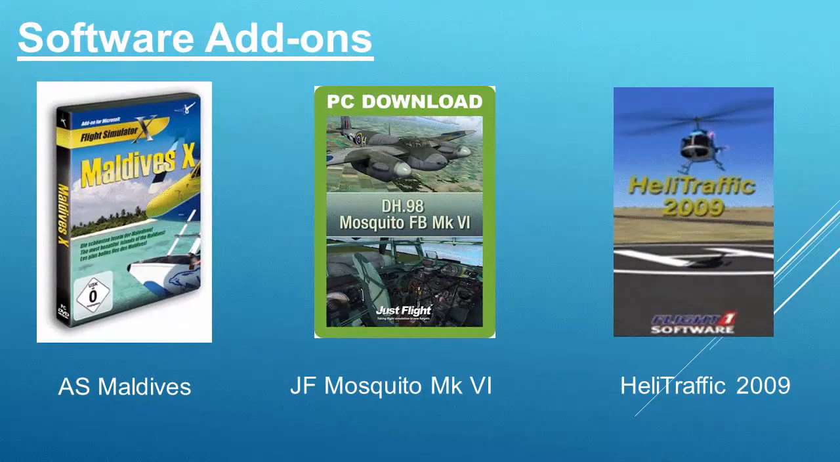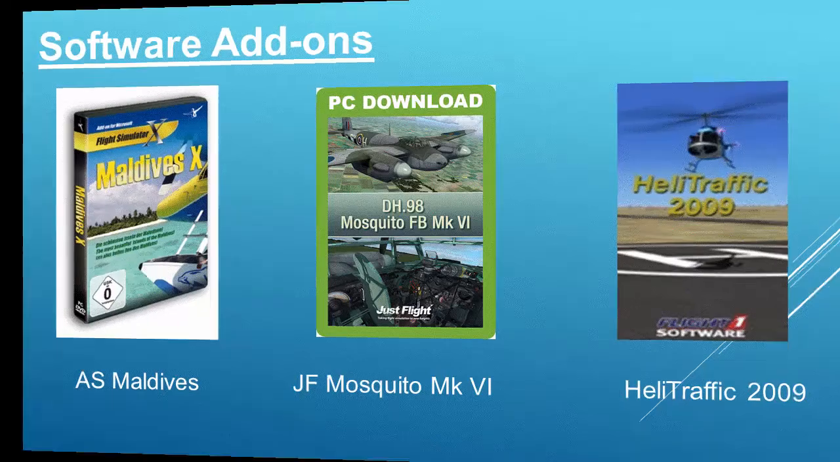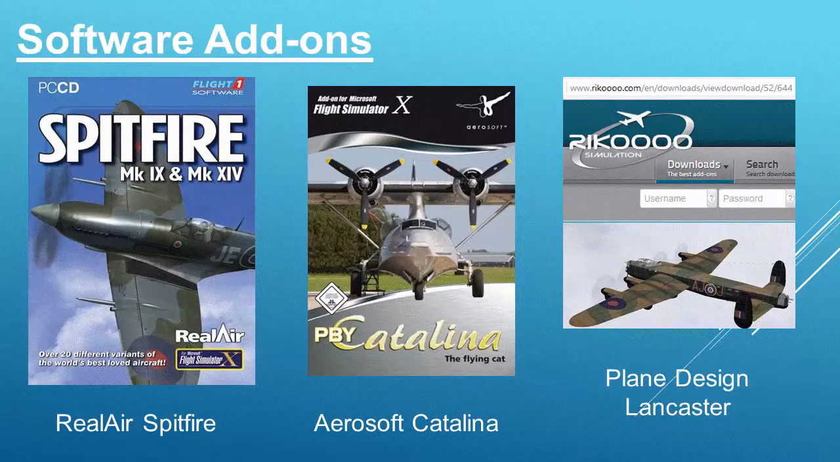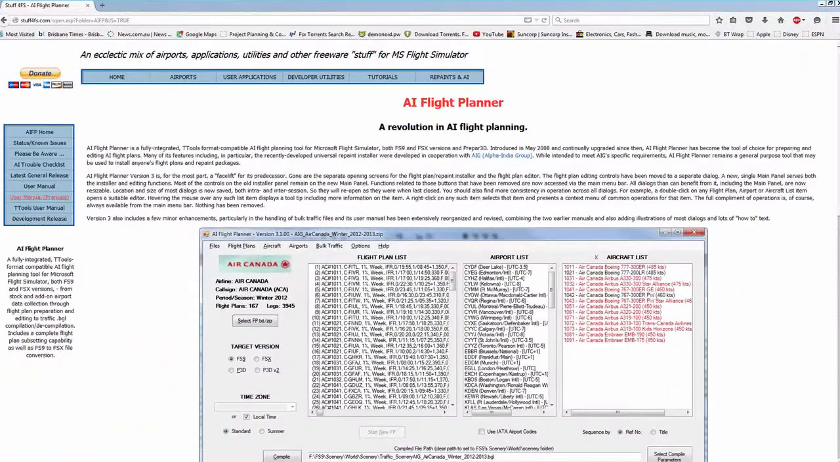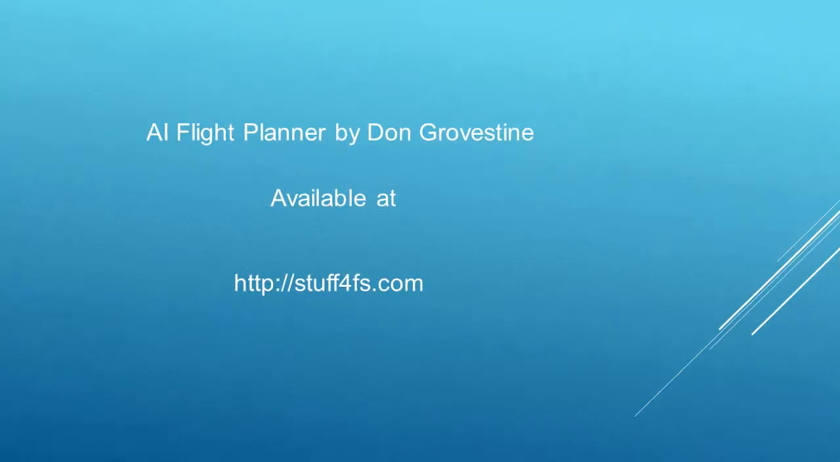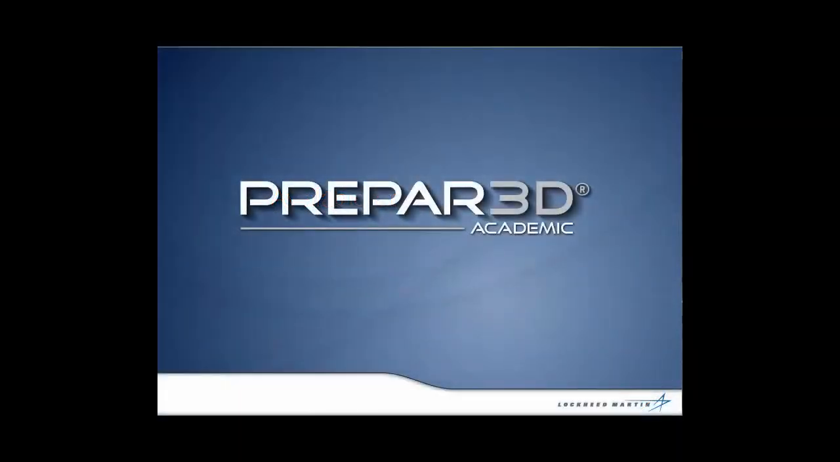and we will be using software from Aerosoft, Just Flight, Flight 1, Real Air, Aerosoft, and Plane Design. The critical software package that generates all the air movements is the AI Flight Planner by Don Grovestein, available as freeware from Stuff for FSX.